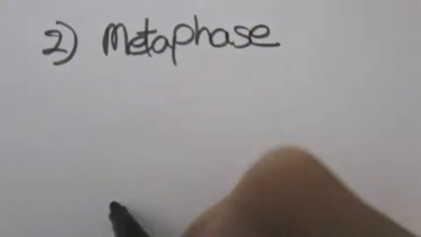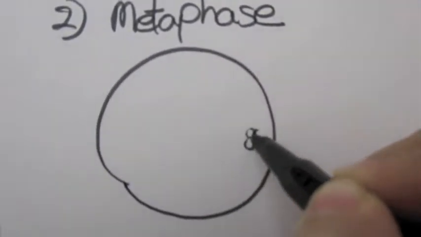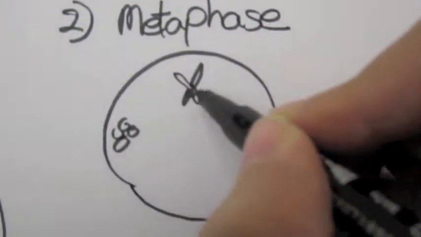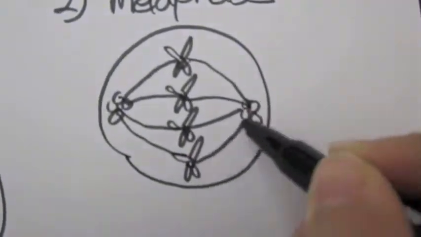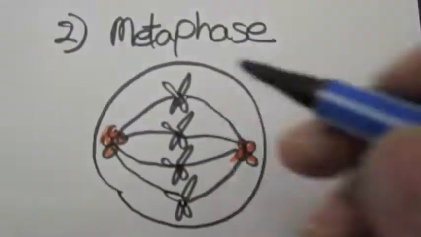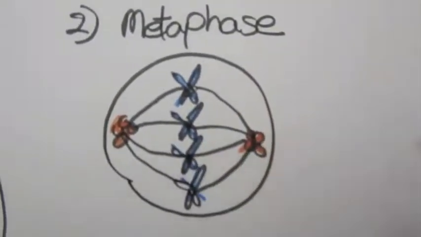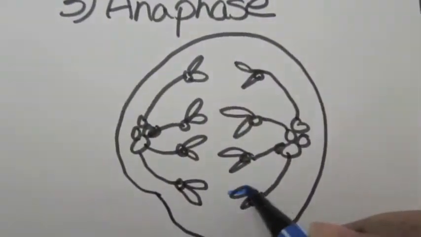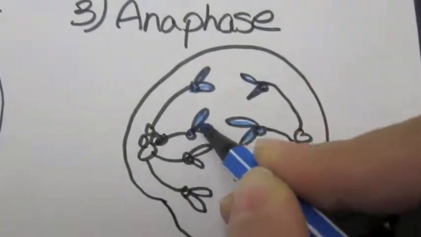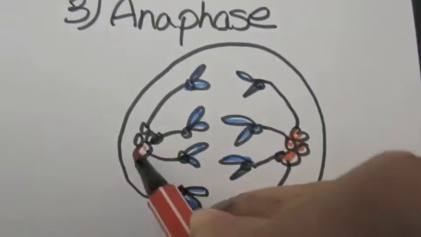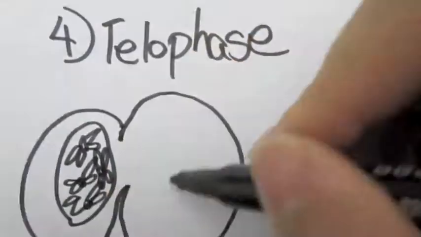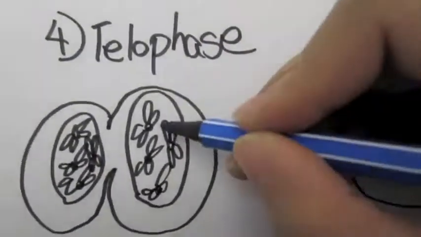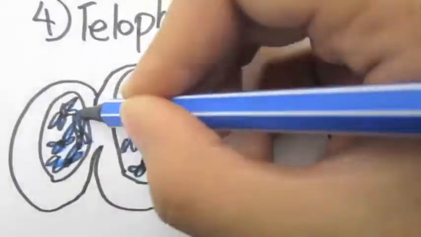In metaphase, the mitotic spindle made of microtubules begins to form in each end of the pole. The chromosomes are attached to mitotic spindles at the centromere and they line along the equator of the cell. In anaphase, the microtubules pull the chromosomes to opposite poles of the cell. And in telophase, the chromosomes decondense, the nuclear membranes form and the nucleoli appear.